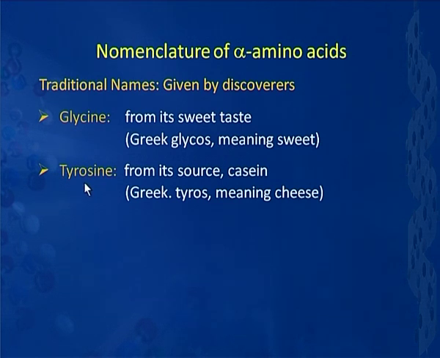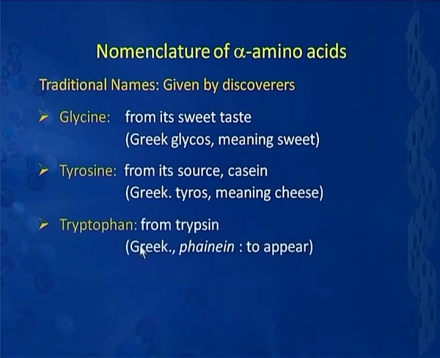Another example is tyrosine. Tyrosine picks up its name from its source, casein. Casein basically is the milk protein, which is what is found in cheese. Tyros in Greek refers to cheese. So since tyrosine was found in casein, which happens to be the major protein in cheese, that is how the name tyrosine was given.